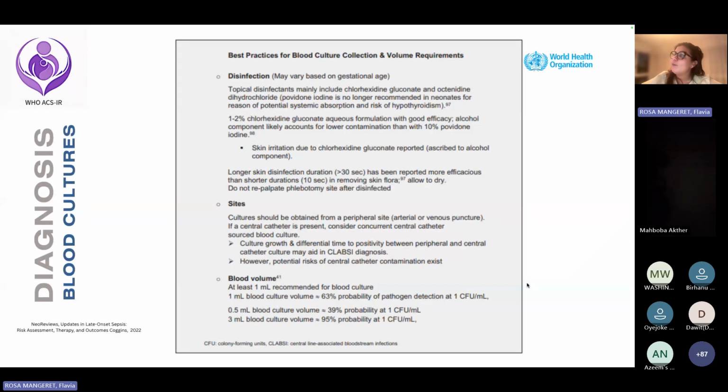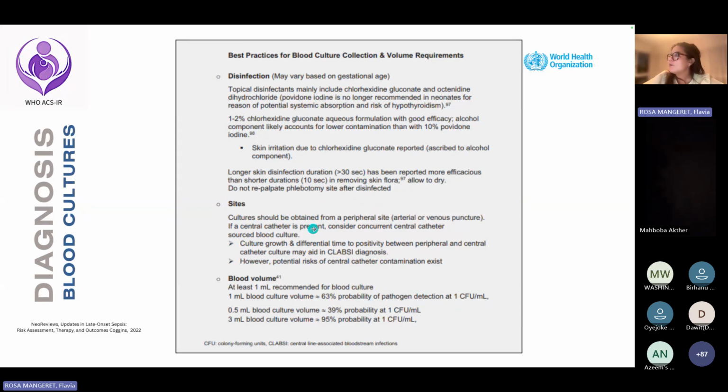To start with blood cultures, there is best practice for doing them. If we can perform a blood culture, it should be performed in the right way. So with correct disinfection, the topical disinfectant may vary according to gestational age. Some people use a different one for small preterms, but we need to do a disinfection, and we need to wait for the disinfectant to dry and to act. And we cannot repalpate the place where we're going to prick, of course, before doing the blood culture.